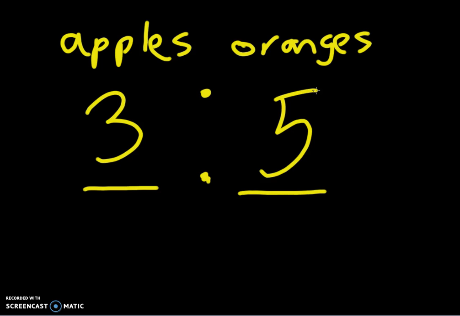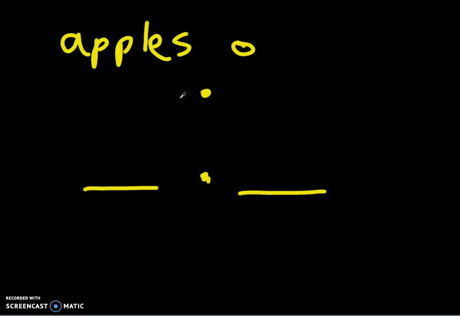And depending on the number of apples, we put the number of oranges. Over here it says for every 3 apples there are 5 oranges. So if there are 6 apples there will be 10 oranges. So this shows the relationship between the apples and the oranges. Okay? So this is a vital part, the colon, in a ratio.